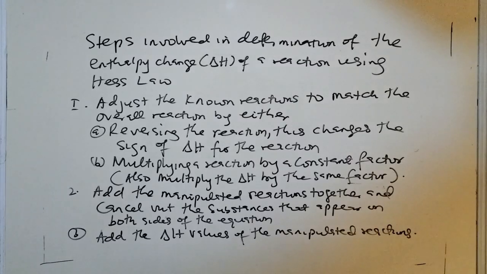Number 2, add the manipulated reactions together and cancel out the substances that appear on both sides of the equation. So after the correct manipulations, you now add the manipulated equations together and cancel out the substances that appear on both sides of the equations. Then number 3, add the delta H, the enthalpy values together. Add the enthalpy values of the manipulated reactions to get the enthalpy of the main reaction. So look at some questions now and then apply these steps to solve it.